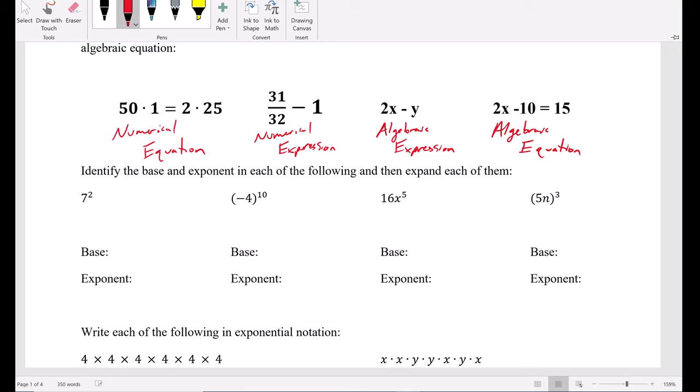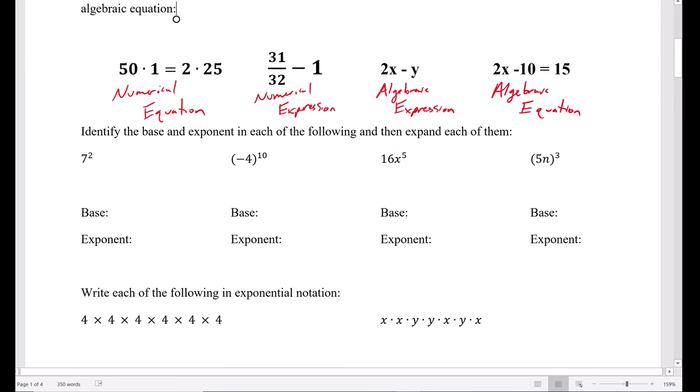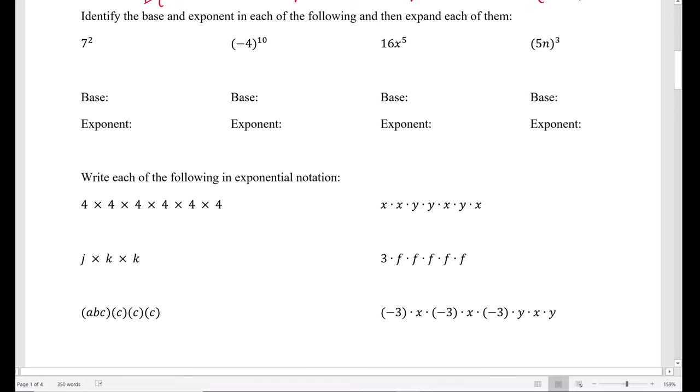In the next section, we are going to identify the base and exponent in each power, and then we're going to expand each of them. So for the first one, my base is 7, the exponent is 2, so that is 7 times 7. Remember, the base is the thing, and the exponent tells me how many of that thing there are. The next one's tough. The base is -4, and the exponent is 10. That part's not tough. It's squeezing 10 -4s in here. I apologize for doing this to you.